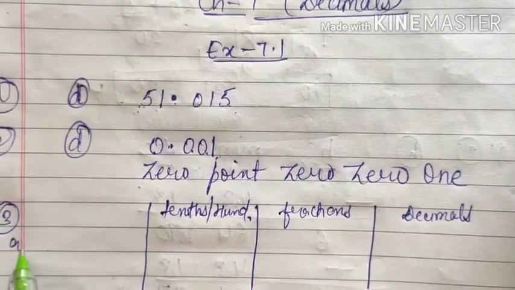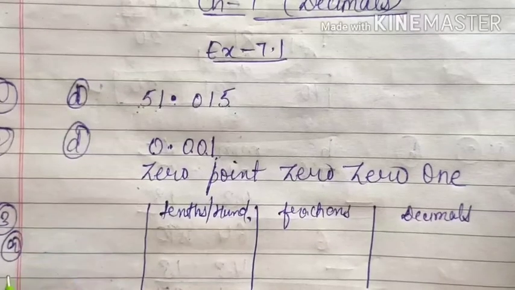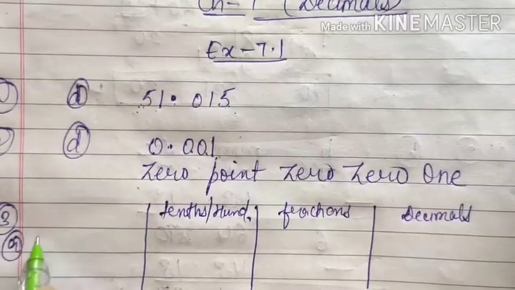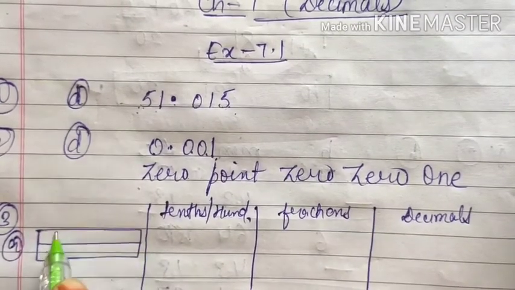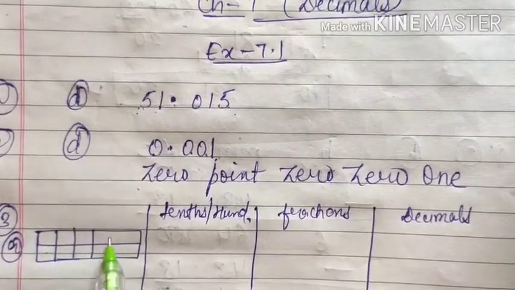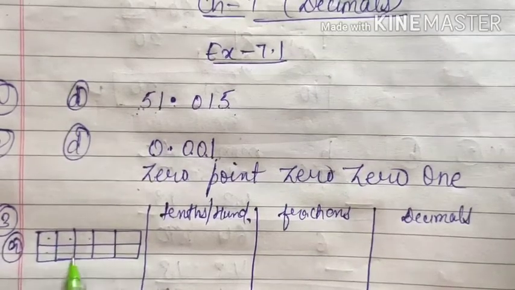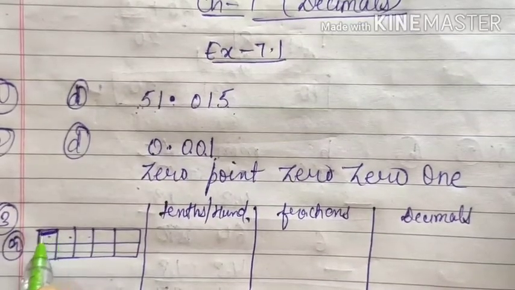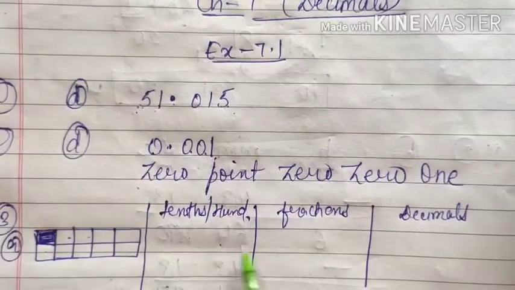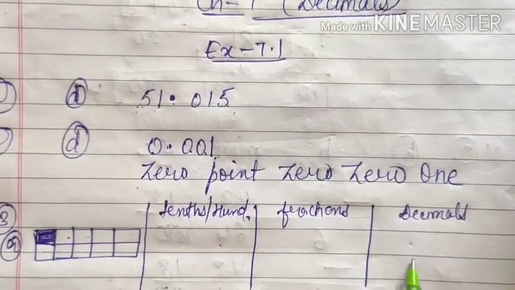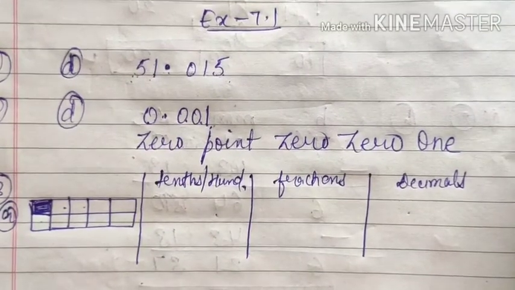First of all, suppose part A, I will draw it for you. 1, 2, 3, 4, 5. That means we have here 10 boxes like this, then 2, 3, 4, 5. Out of this, one portion has been shaded. Like this, the diagram is given. And we have to write down here, here and here. We have to fill in these 3 columns.